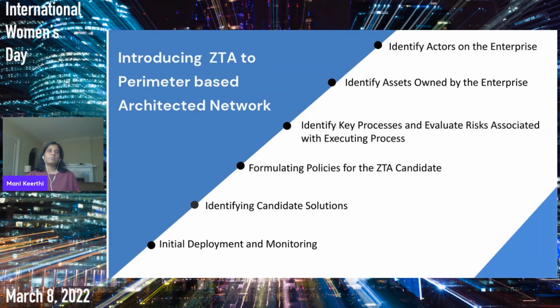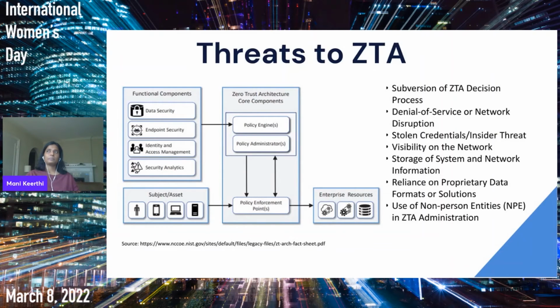The last one is initial deployment and monitoring. Once the candidate workflow and zero trust architecture components are chosen, the initial deployment can start. The enterprise administrators can implement the developed policies by using the selected components. Based on these, you can think of how to introduce zero trust architecture into the network.